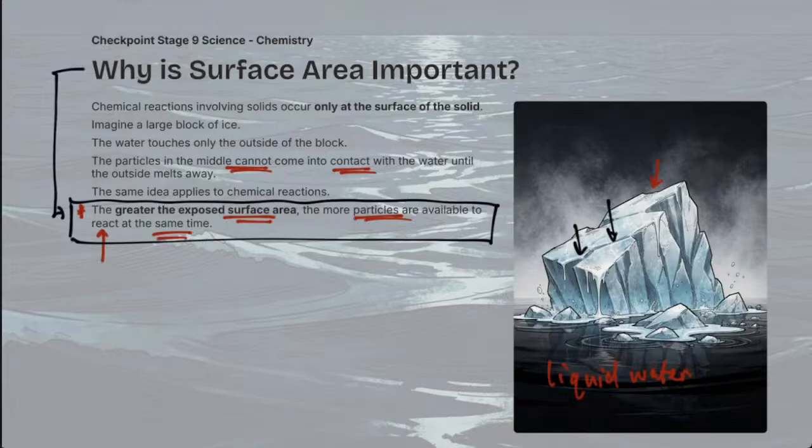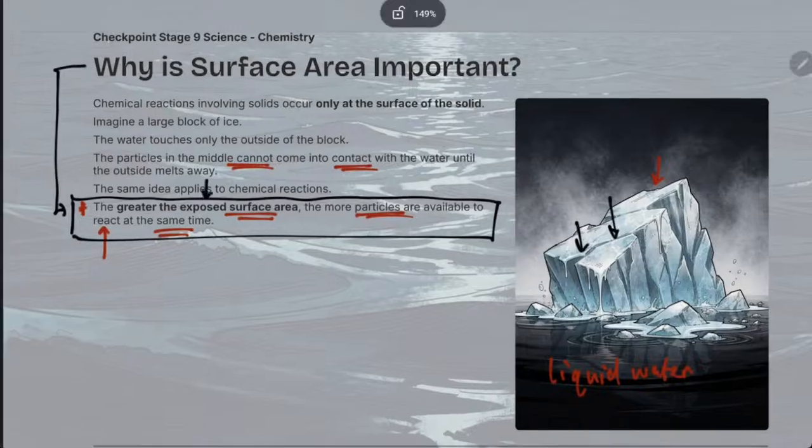Great. And so we need to break this big rock down, make it much smaller. Then you're going to have more exposed area, which means larger surface area. Now, when you have a greater exposed surface area, more particles are available to react. Say this. If somebody asks you why surface area is important, it exposes more particles, and they'll be available to react at any given time. Can we continue?